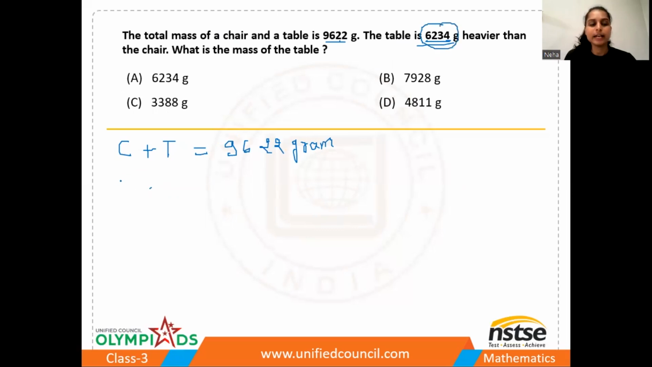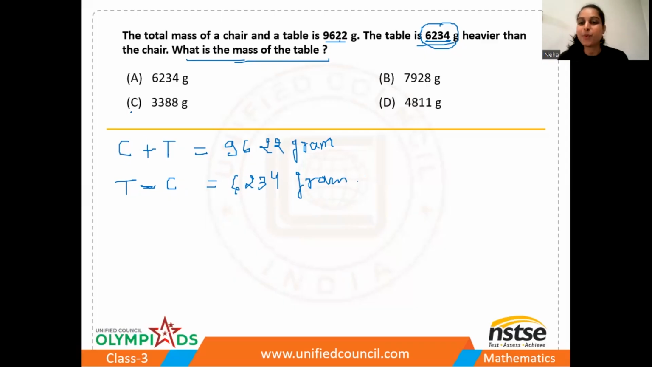So I can say that if I subtract the mass of the chair from the mass of the table, then it will be 6,234 grams. Correct? Now the question is asking what is the mass of the table. So what is the mass of the table, my dear students? They are asking about the table, right?